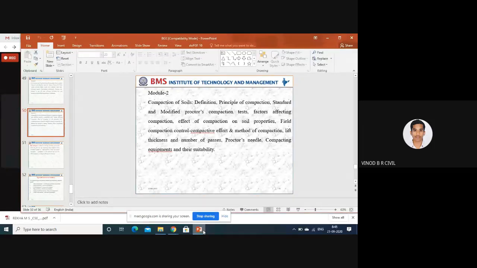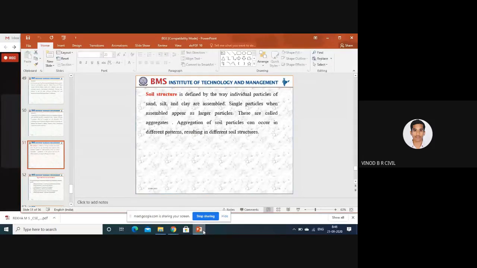First one is soil structure. Soil structure is defined as the way individual particles of sand, silt, and clay are assembled. Soil is a complete set of sand, silt, clay, and gravel. Sometimes the silt and clay percentage is very low. For example, in sandy soil it may be 1 or 2%, but the presence is there. And in clay soil, the sand content is very low, but you can expect 1 or 2% of sand.